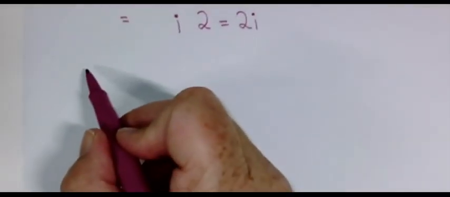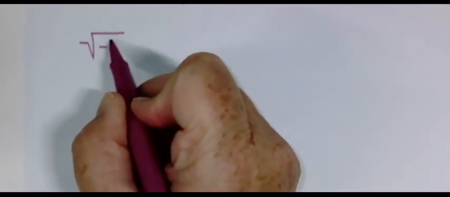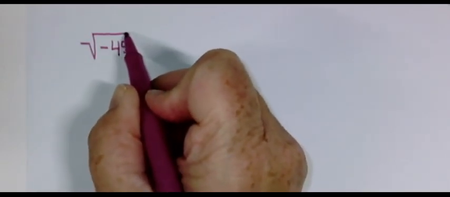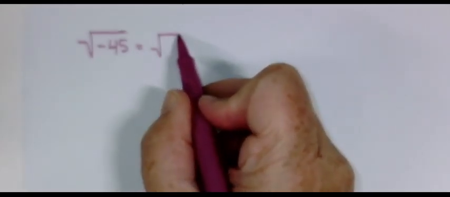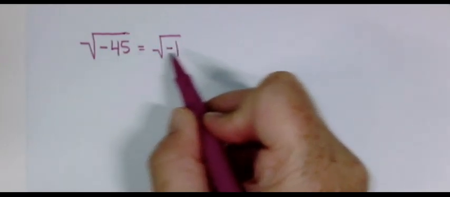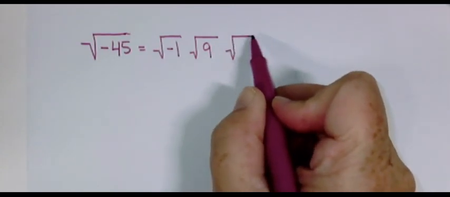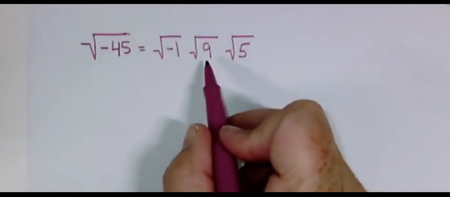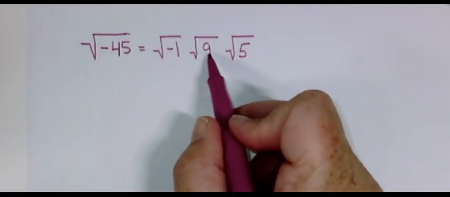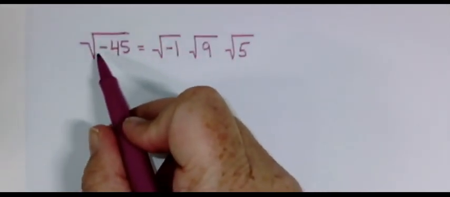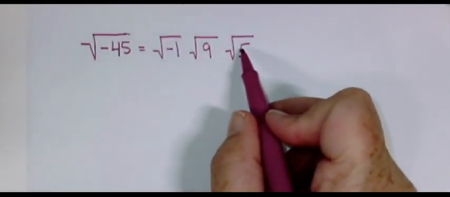Here's another one. Let's say we had to simplify the square root of -45. Now, the negative number means that we are going to have to write the square root of -1 as part of our product. And then we know that 45 can be rewritten as 9 times 5. So root 45 can be rewritten as the square root of 9 times the square root of 5. Notice that the square root of -1 times the square root of 9 times the square root of 5 all equal our original square root, which is the square root of -45. So mathematically, everything is still equivalent here.